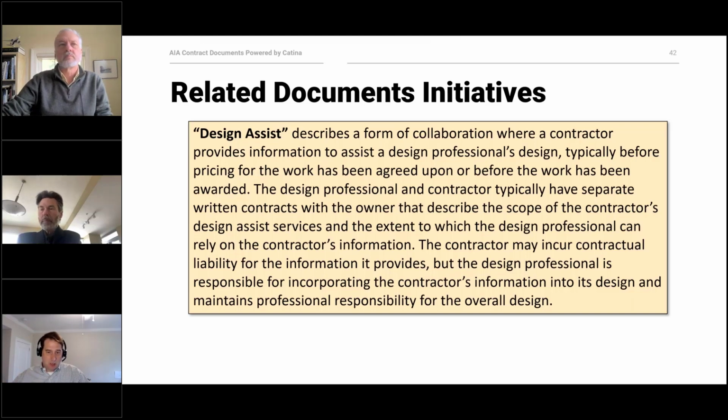Because it is a more formal type of advice, there would be an expectation that the contractor might actually have some contractual liability for the information it provides, because the design professional is now relying on that information. That doesn't mean that the design professional is not still responsible for the ultimate design, but there is an expectation that the information the contractor provides will be relied on by the design professional. So if you compare it to informal involvement, it's a more formal relationship between an architect and a contractor.